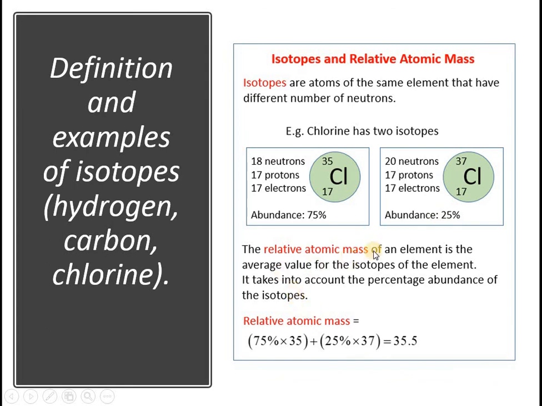So the relative atomic mass of chlorine is the average value for the isotopes of the element. So atomic mass comes as 35.5. It is a fraction, but in case of mass number, it is not a fraction. So the relative atomic mass is calculated as 35, that is the mass number of chlorine 35, into 75% plus 37 into 25%. It will come as 35.5.